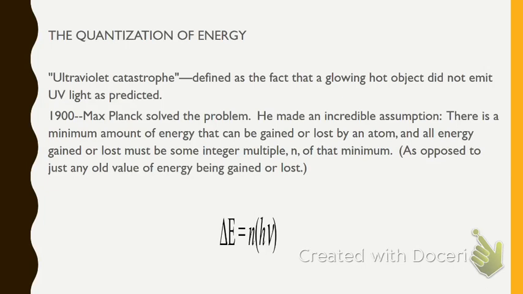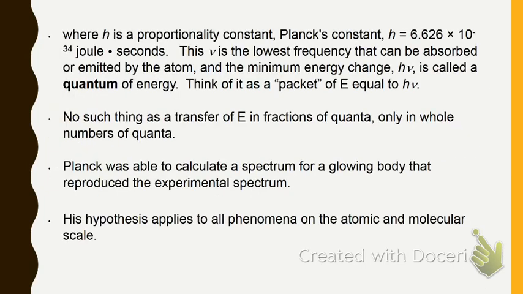He made an incredible assumption that there was a minimal amount of energy that could be gained or lost by an atom, and all the energy gained or lost had to be an integer multiple, as opposed to just any random number. And so he came up with this equation of delta E is equal to n h nu, nu being frequency, and h is Planck's constant, which is 6.626 times 10 to the negative 34 joule seconds. And this is the lowest frequency that can be absorbed or emitted by an atom, and the minimum energy change, which we call a quantum of energy.